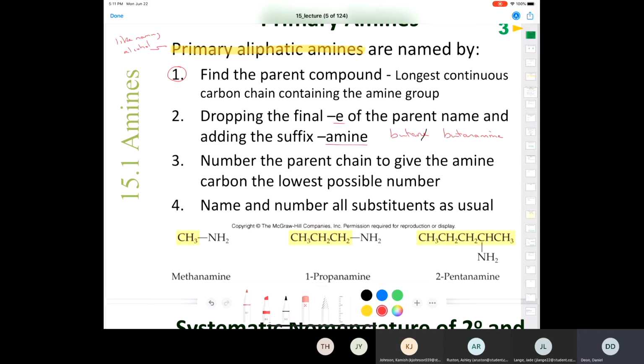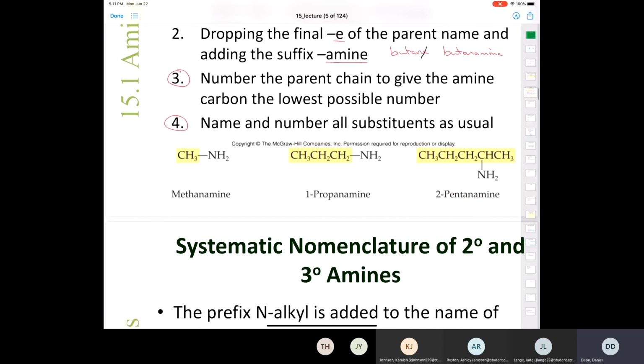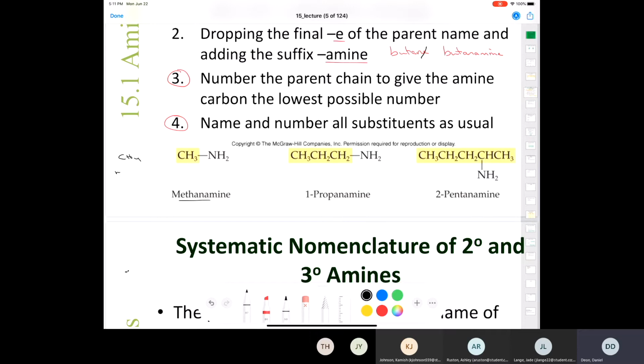Then we number the parent chain to give the amine carbon the lowest possible number. So we want to give the carbon with the amino group the lowest possible number, and then we name all our substituents and number them as usual. So 1-methyl, 2-ethyl, 3-propyl, whatever substituent we have. Now, of course, in the case of methanamine, there's only one carbon that can be substituted, so we just leave out the number. So instead of methane, CH4, this becomes methanamine.